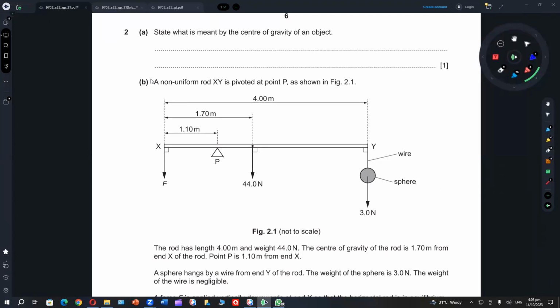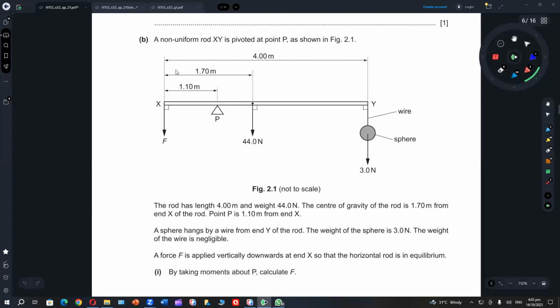A non-uniform rod XY is pivoted at point P as shown. The rod has length 4 meter and weight 44 Newton. The center of gravity of the rod is 1.70 meter from end X of the rod. Point P is 1.10 from end X.